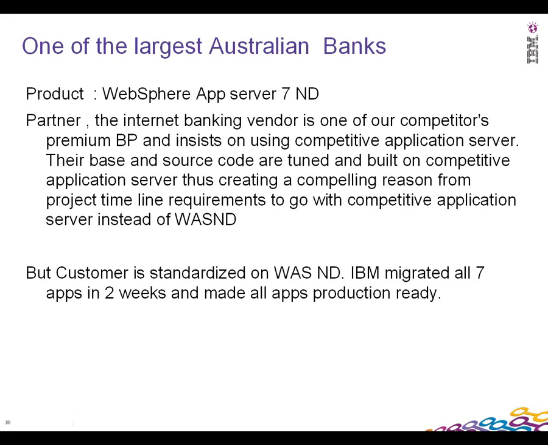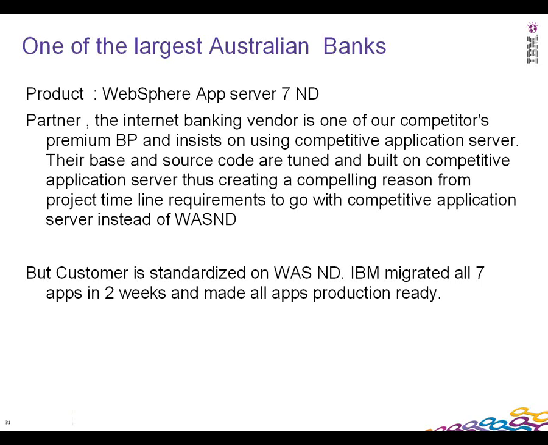So I'm on slide number 31. This case was a little different. Here the partner is an internet banking vendor and one of our competitor's premium business partners. It seems they get some margin whenever the competitive app server gets sold. From the beginning of their company, they have had a relationship only with our competitor's app server, and IBM never had any relationship with them.